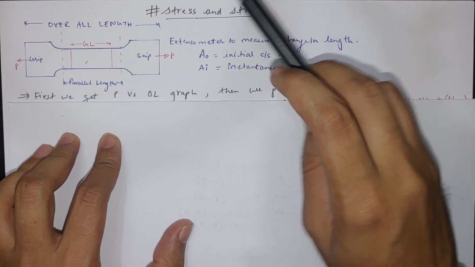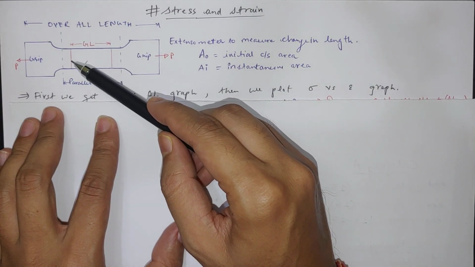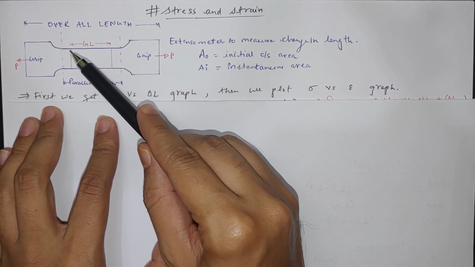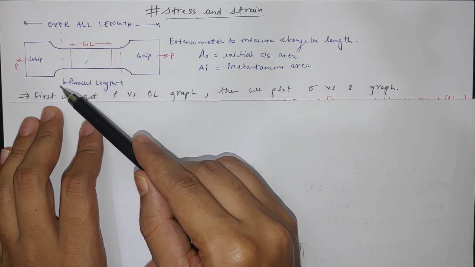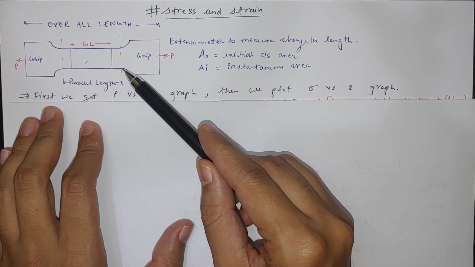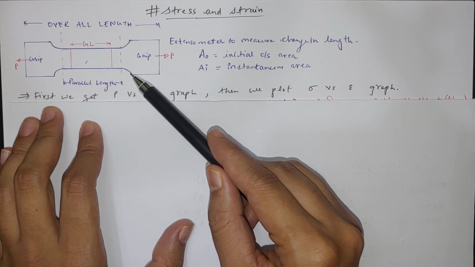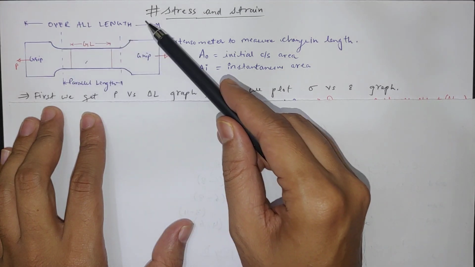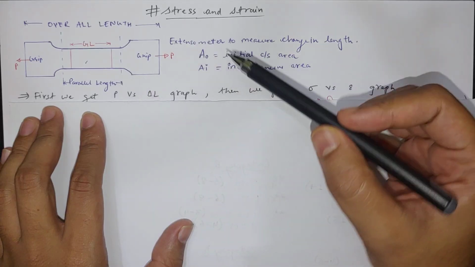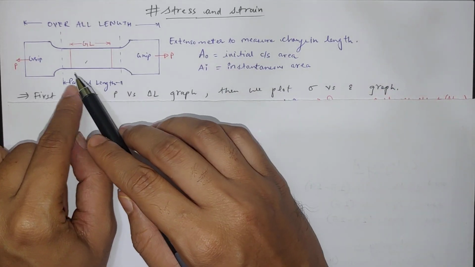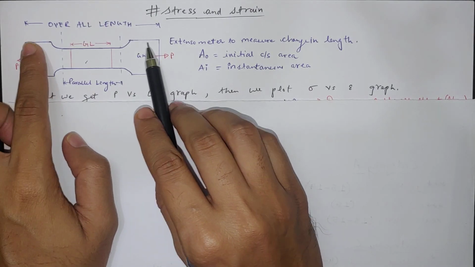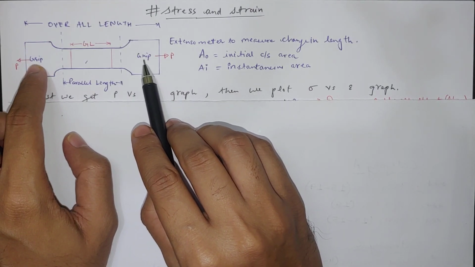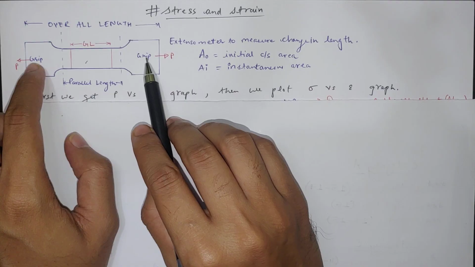So between these two marks on the specimen is called the gauge length, where we are taking our measurement, and this is called the parallel length, from which the cross section starts to change, and the overall length is from end to end of this specimen. So now the load is applied at the end on the bigger diameter. This is called the grip end, where we hold it in the machine and we pull it.